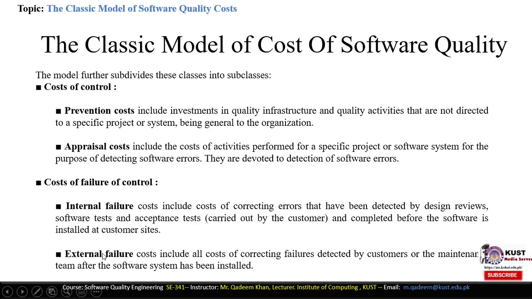Similarly, the external failure costs are those costs which occur for correcting failures detected by the customer or maintenance team after the software system has been installed. So when the software system is installed or deployed in the user environment, the cost of detecting and maintaining that particular failure is called the external cost.